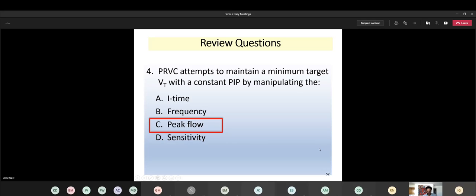So that's pretty much all it's doing. I consider PRVC still to be pressure control with the added benefit of being able to get a pretty consistent tidal volume with each breath, regardless of what happens to the lungs, as far as the lungs getting more non-compliant or ending up having more resistance.